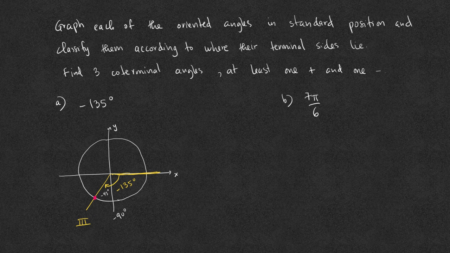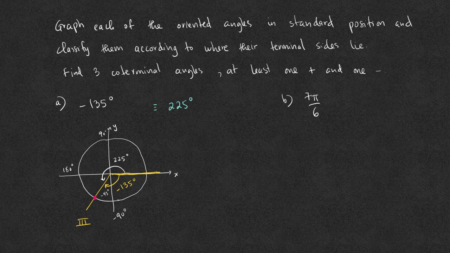Which means if we were to start from the positive horizontal axis, then we would have positive 90 degrees up to this point, positive 180 degrees up to this point, and another 45 degrees. And so this angle is positive 225 degrees. And that is a coterminal angle to this angle. And so one is 225 degrees.